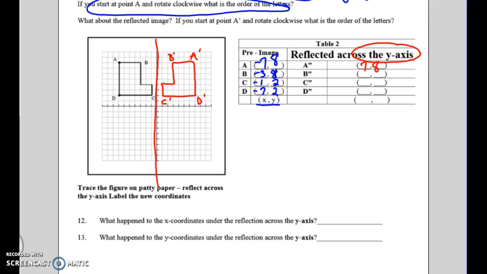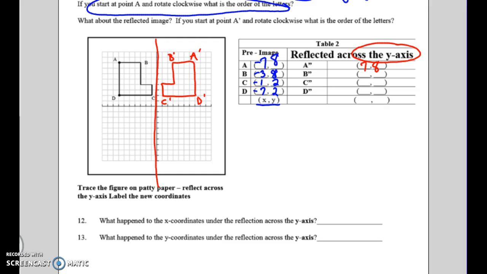Let me ask you a question. What quadrant is this in? First quadrant. Aren't all of them supposed to be positive, positive? Yes. When you're doing reflections, if it's in one particular quadrant, make sure all of those are in that quadrant. All of these have to be the same.